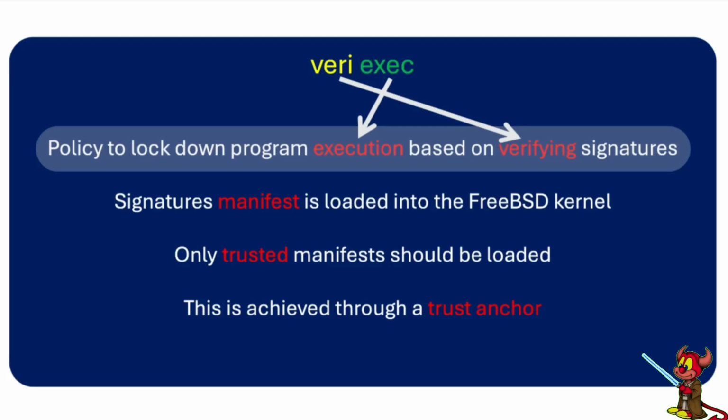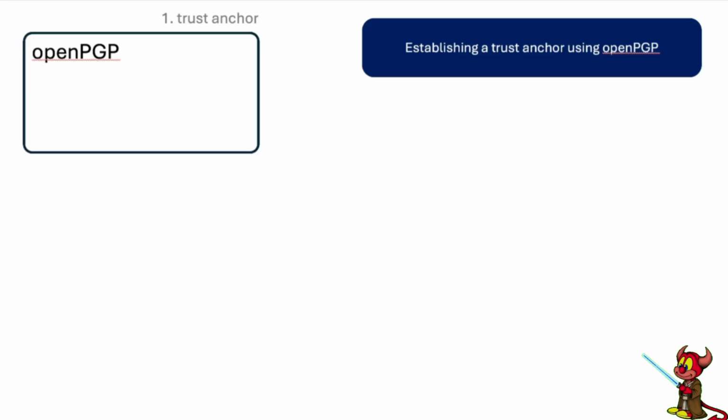Upon execution of the software, the checksum is computed. In the case we're going to see, the SHA-256, and if the full path of the program matches and the signature matches, the program is allowed to run. Of course, only trusted manifests should be loaded into the kernel. And this is achieved, as we're going to see, by means of a trust anchor. The trust anchor that we're going to create is going to be with OpenPGP.